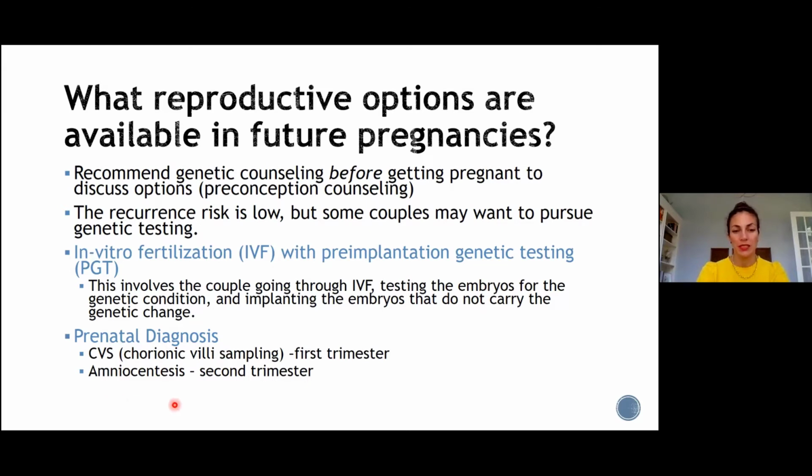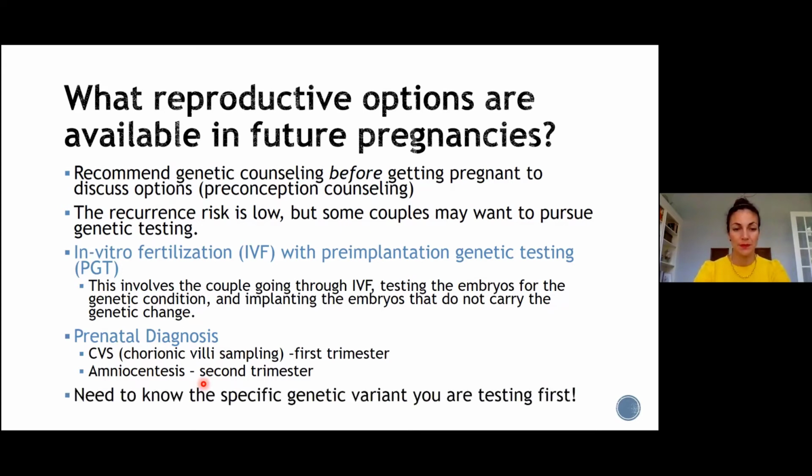Or you could do it in the second trimester through amniocentesis, which is similar, but instead of cells from the placenta, you're extracting some amniotic fluid and testing the cells from that fluid that just kind of brush off the baby's skin. For all of these options, you would need to know the specific genetic variant that you are testing first before doing any kind of genetic testing.